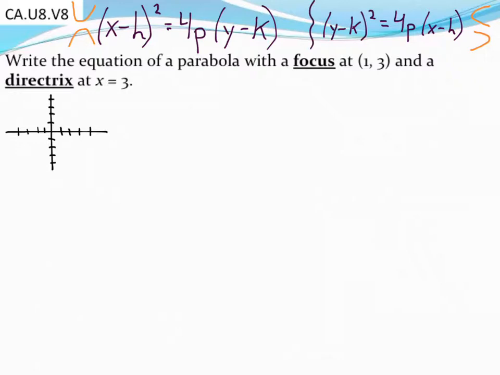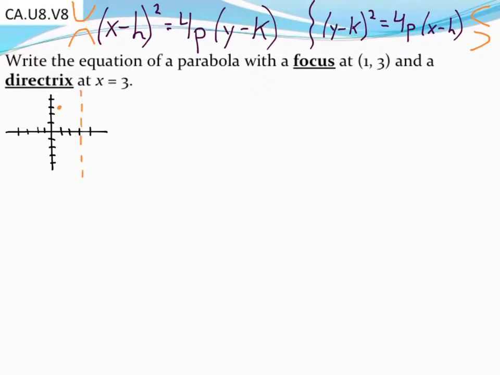So this time my focus is at the point (1, 3). So I'll go ahead and make a point about there. Again, it's just a rough sketch, doesn't have to be super accurate. Remember, the parabola will not pass through the focus, it wraps around the focus. My directrix is going to be the vertical line at x equals 3. So count 3 spaces, there's going to be my directrix.